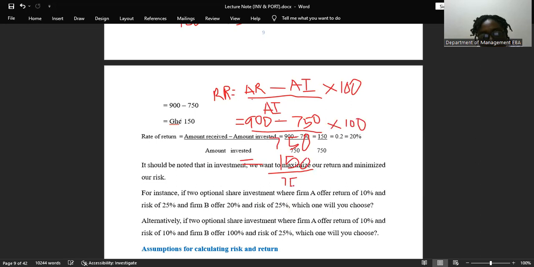Over 750 times 100. Okay. Going to divide, what are we getting? 1 divided by 750. That is 0.2. So we have 0.2 times 100. And that will give us 20%.